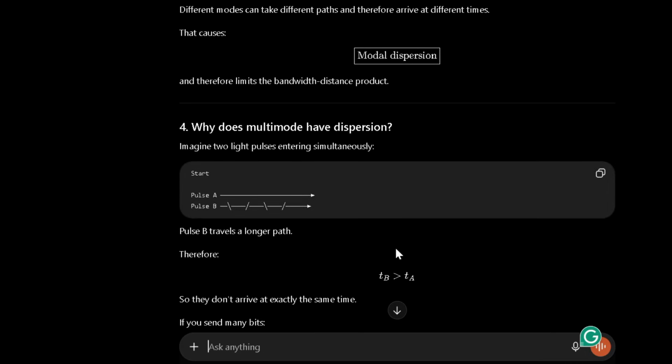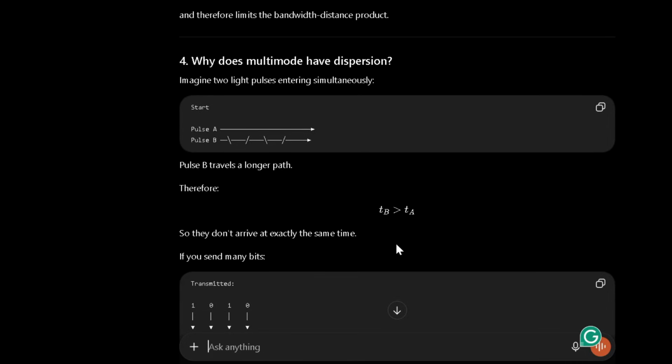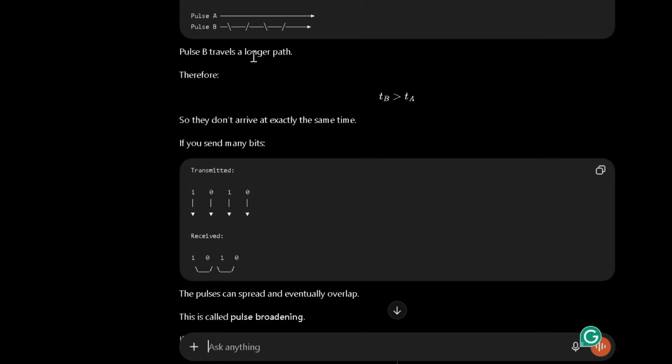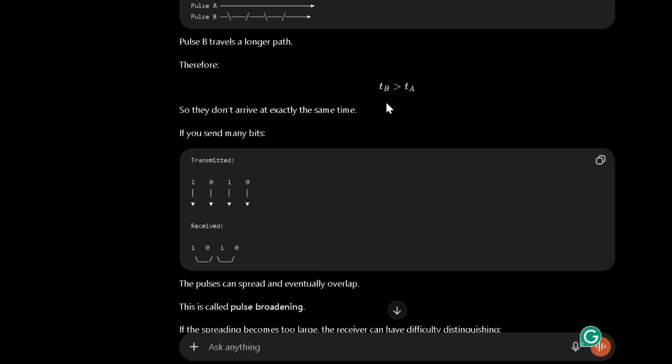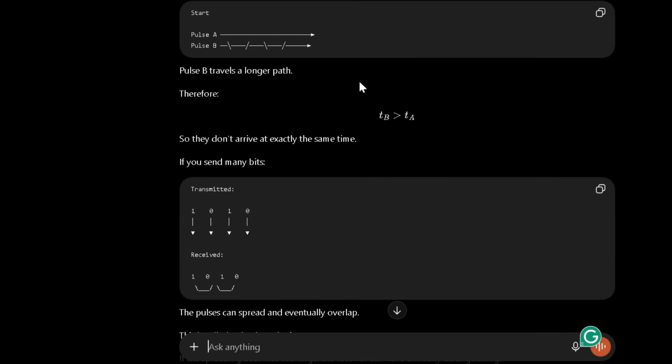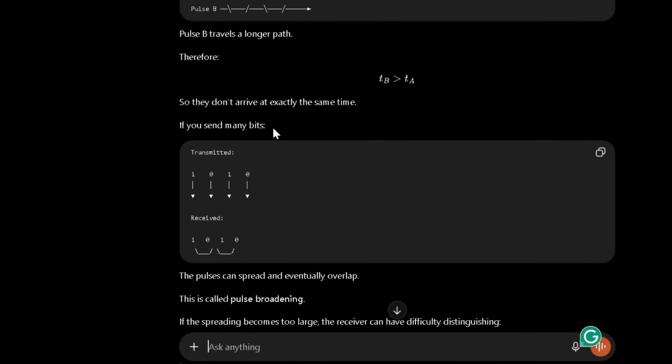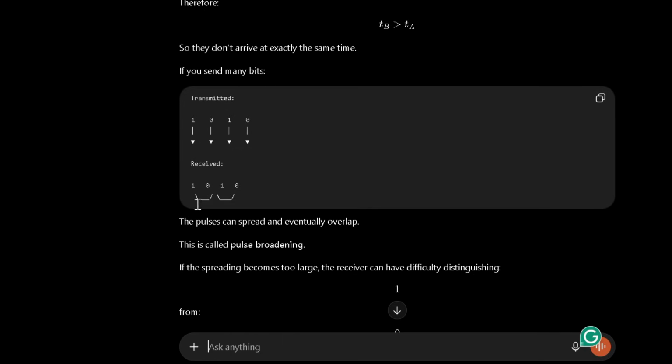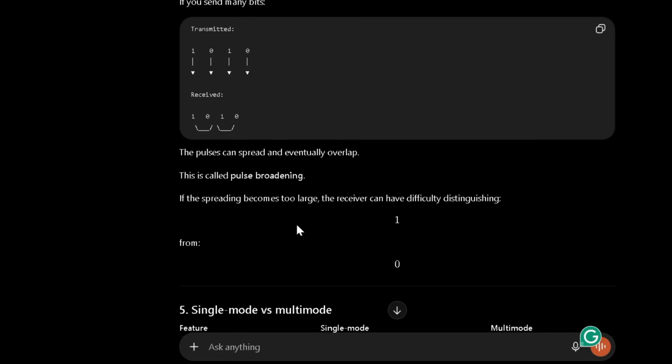Why does multimode have dispersion? Imagine two light pulses entering simultaneously. B travels a longer path, therefore they don't arrive at exactly the same time: T_B is greater than T_A. If you send many bits, transmitted 1010, the receiver gets 1010, but the pulses can spread. This is called pulse broadening.